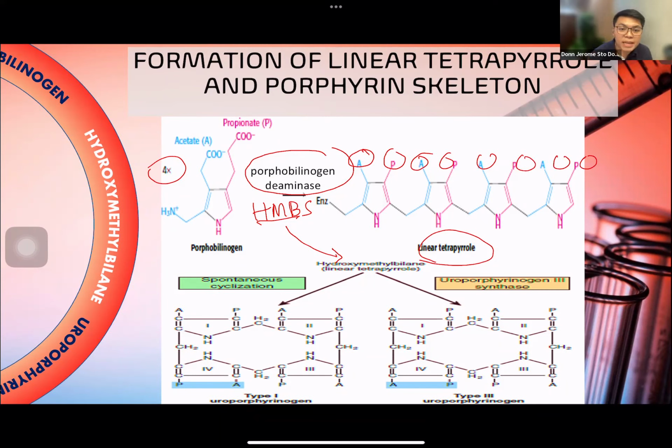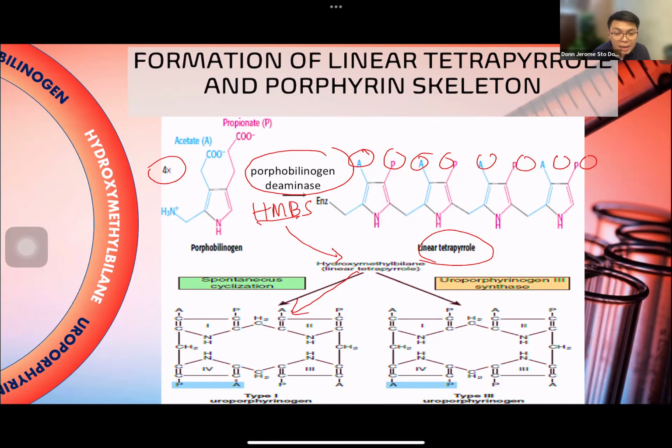This hydroxymethylbilane has 2 fates. It can either undergo spontaneous cyclization, meaning non-enzymatic, to form your type 1 uroporphyrinogen, or enzymatically using uroporphyrinogen 3 synthase to form your type 3 uroporphyrinogen. Again, what's the difference?